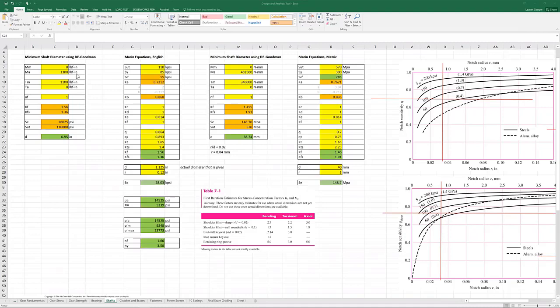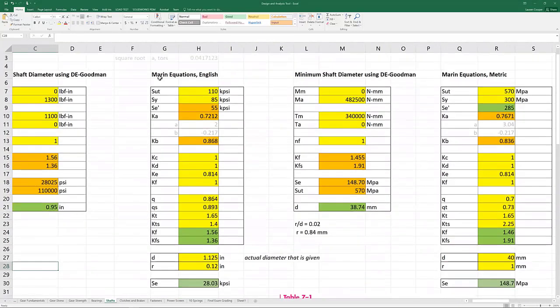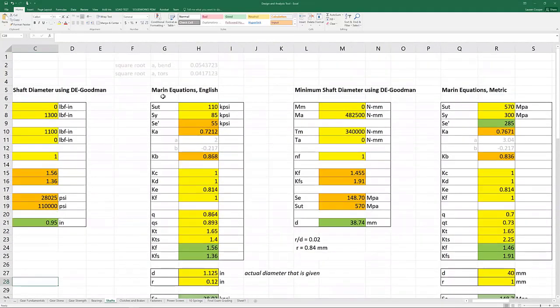Note that I have both English units and metric units. And this sheet is also set up to do both a design approach and an analysis approach. I'm just going to be showing how I use my tool in an analysis situation, which is what we have here. So we're in English units. I'll just focus on this input box here. So let's do the Marin equation first.